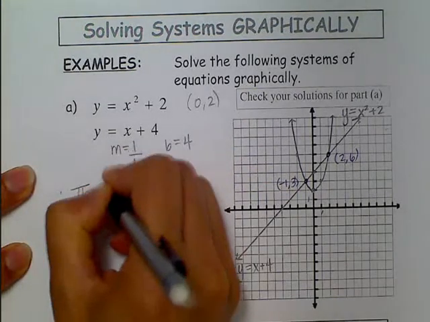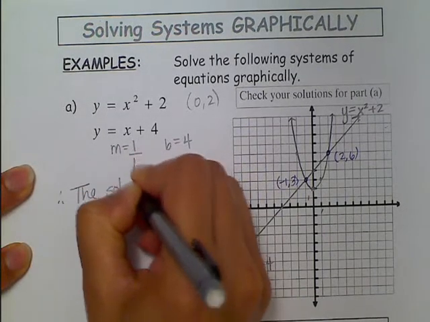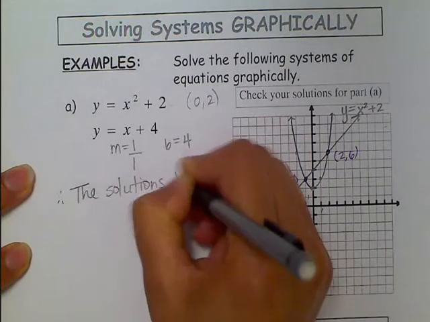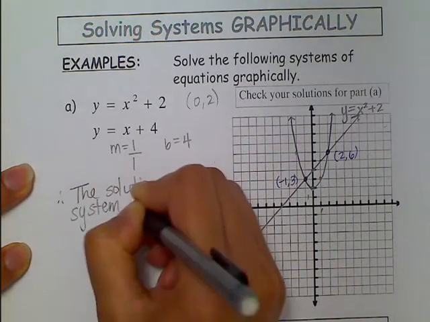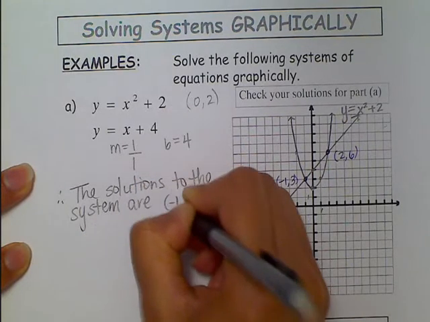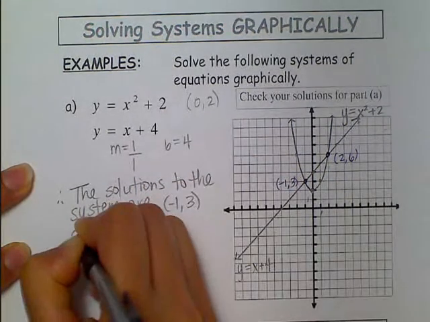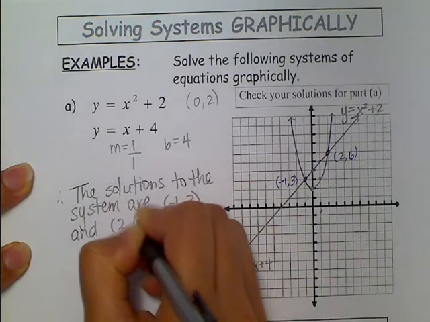So therefore, the solutions to the system are -1 and 3 and 2 and 6.